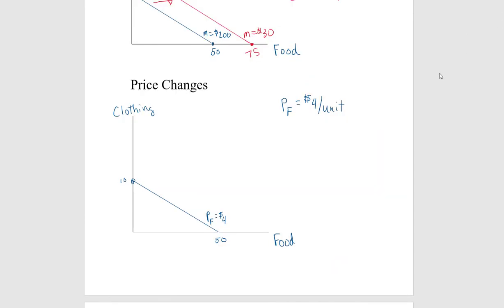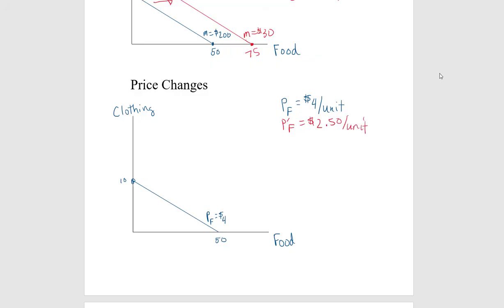So let's look at a change in the price of food. We started out with our original budget line of $200 when the price of clothing was $20. We would consume 10 units. The price of food is $4. We could consume 50 units, or we consume some combination in between those two. If the price of food goes down, let's say $2.50, we're able to afford more goods.